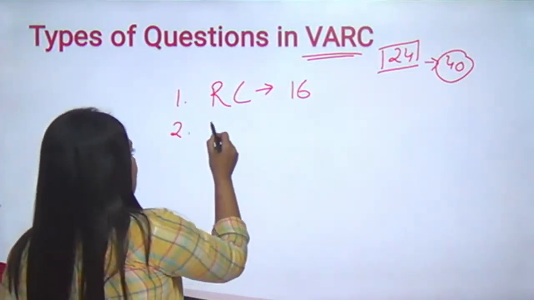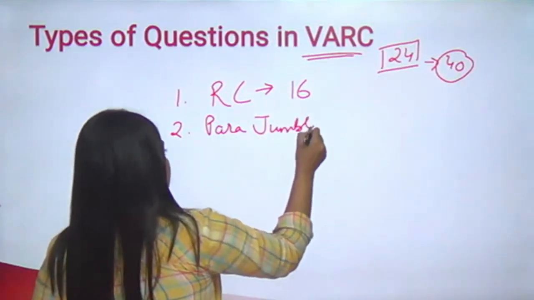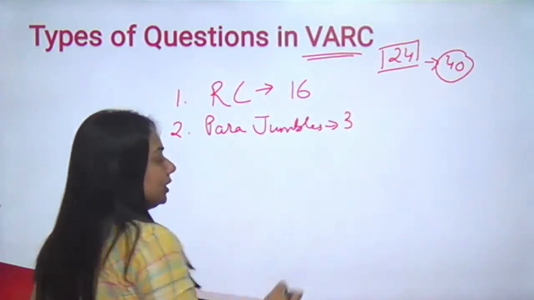Then second is parajumbles, from which you will get 3 questions.